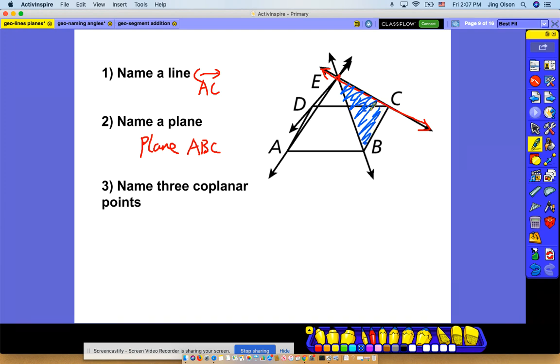Which 3 points are on the same plane in this triangle, this plane on the side? There's 1 point here, 1 point here, 1 point here. So this is point B, C, and E. So point B, C, E. These 3 points are on the same plane. Point B, C, E. This one has to have a comma because these are 3 different points.